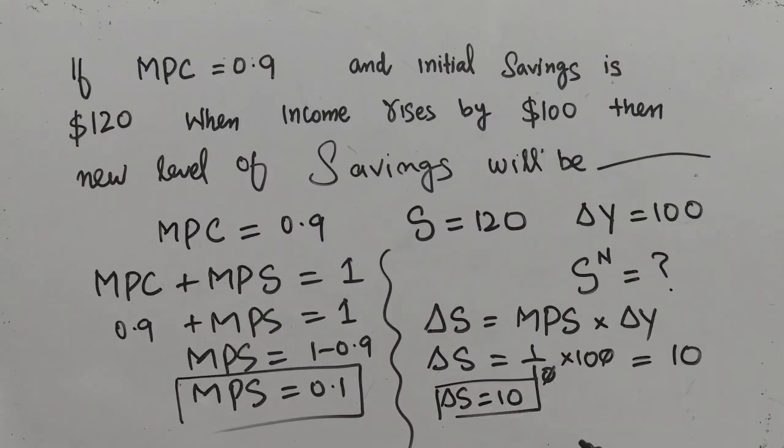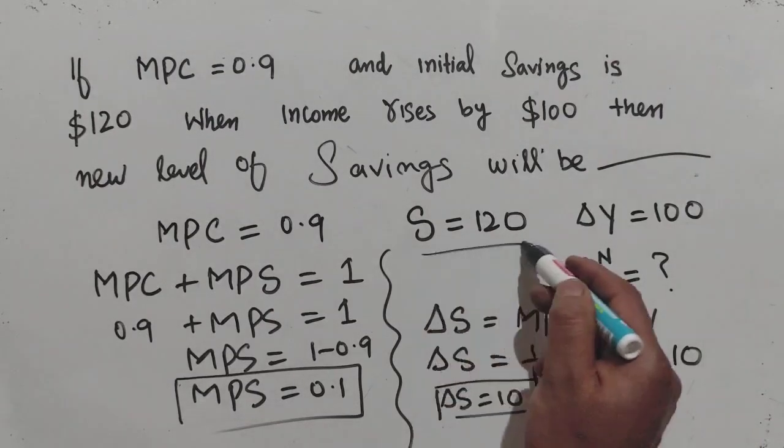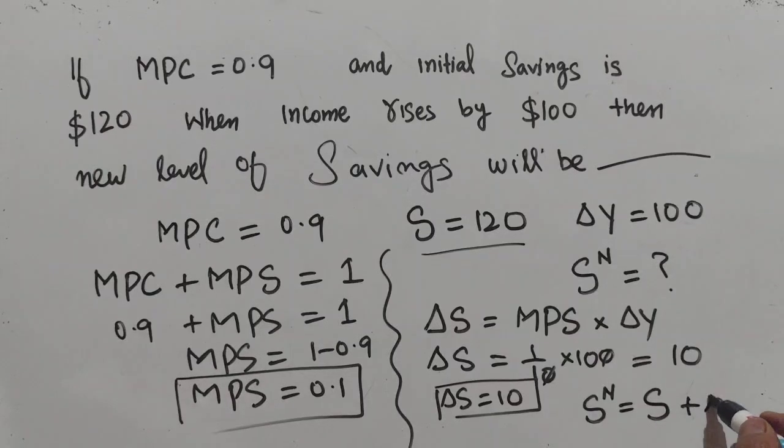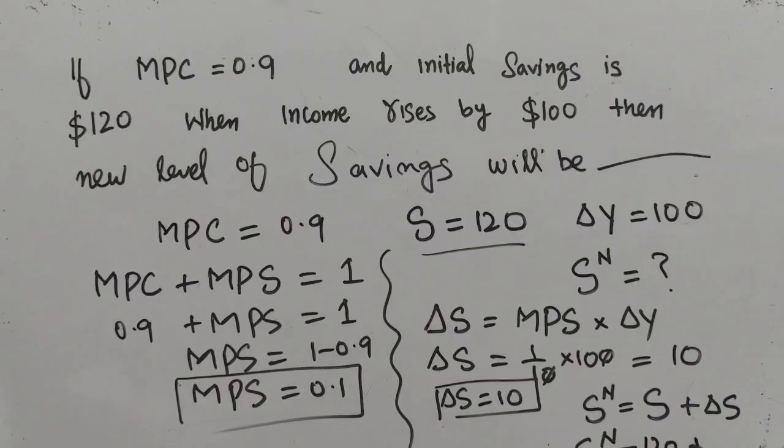Now new savings. So new savings will be equal to the initial savings, which we denoted by S, plus the change in the savings, which we found out here. So S superscript N, which is the new level of savings, will be equal to the initial savings, which is 120, plus the change in the savings, which is 10.